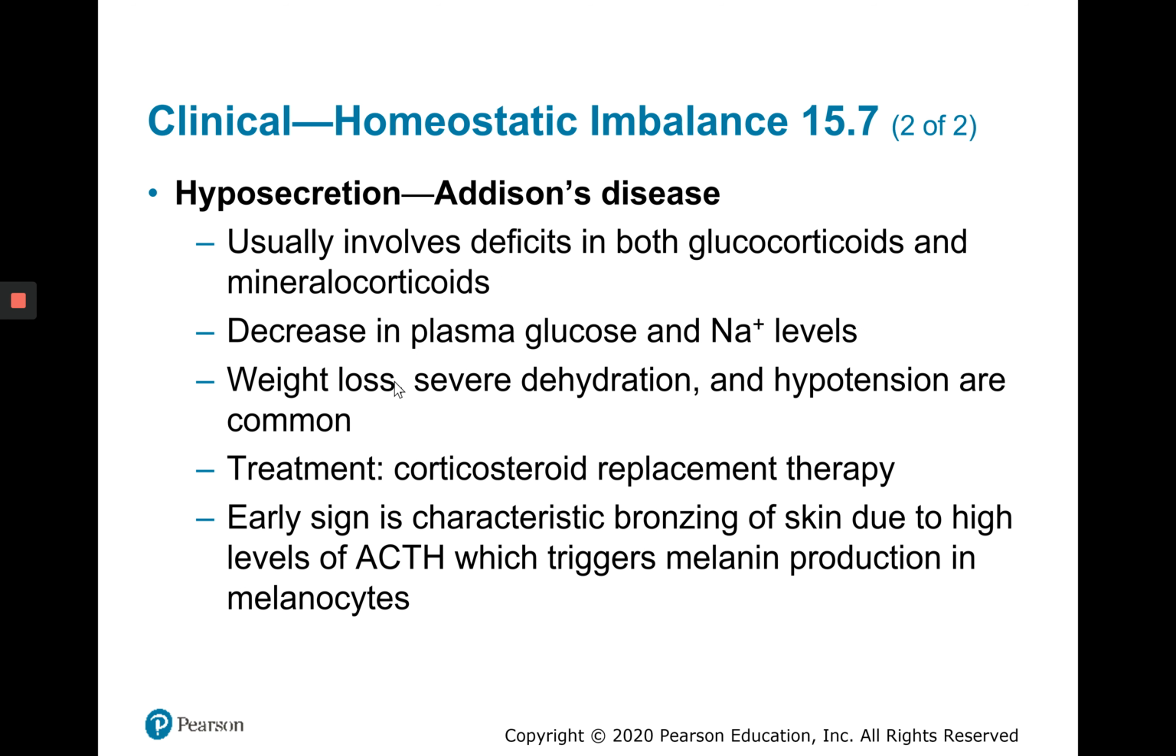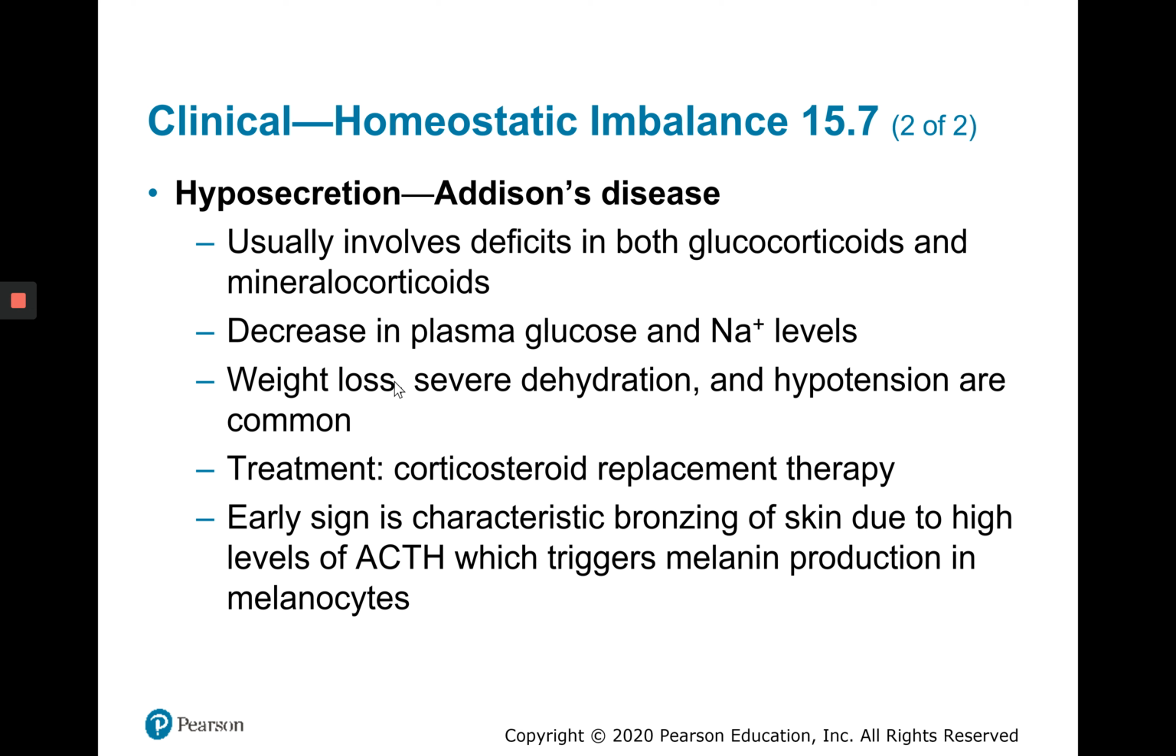Now, hyposecretion of glucocorticoids is called Addison's disease. So that's a deficit in the production of glucocorticoids and sometimes also mineralocorticoids like aldosterone. So a decrease in plasma glucose and sodium levels would result from a hyposecretion of both of those, glucocorticoids and mineralocorticoids, which is common with Addison's disease.